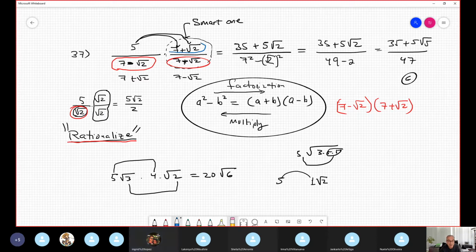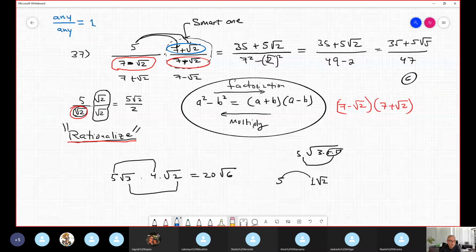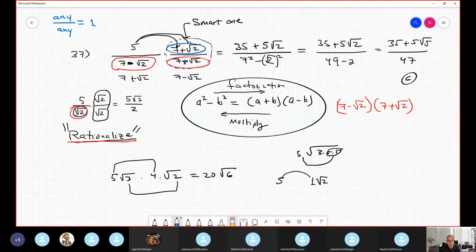Why is the top the same? Because I created a smart one, and a smart one is equal to 1. So I create artificially this plus, which is the conjugate. It's the husband or the wife, I don't care about the gender. Now in the top you put exactly the same thing, artificially. This is okay. This is my original problem.